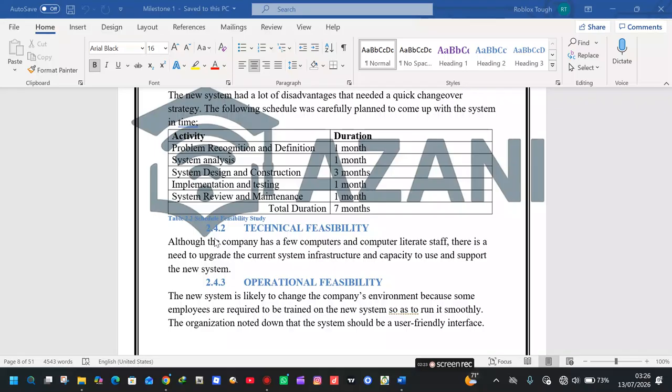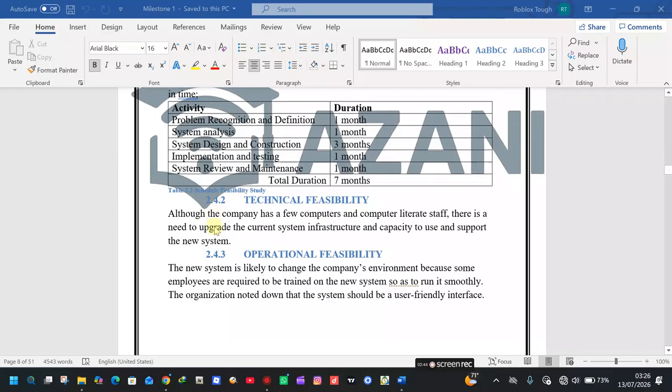The next feasibility, that is the technical feasibility. So although the company has a few computers and computer literate staff, there is a need to upgrade the current infrastructure and capacity to use and support the new system. That is the technical feasibility.